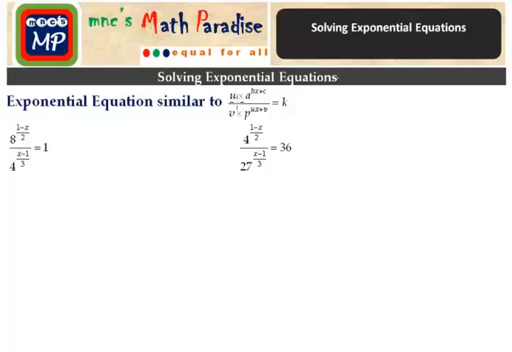Here we will solve exponential equations where exponential terms divide each other. For example, in this first example, the exponential term at the numerator is 8 to the power (1 minus x) by 2, and at the denominator it is 4 to the power (x minus 1) by 3, equals 1. So first we will do this.